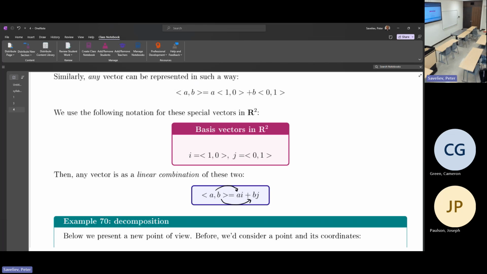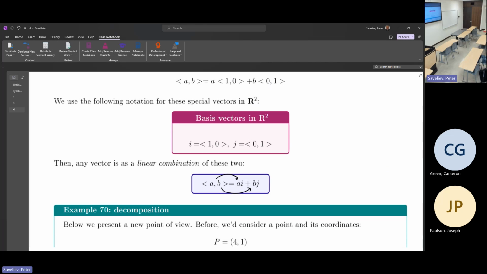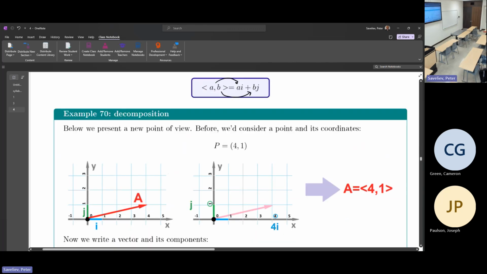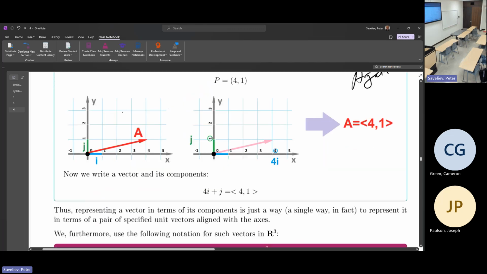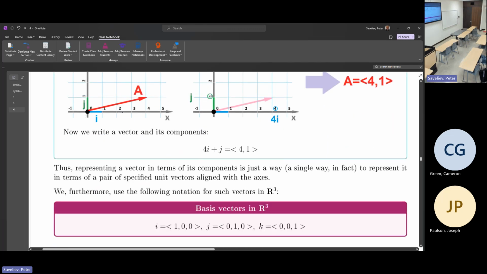So on the left we have components, on the right we have the combination of the two algebraic operations of vectors. We have both a scalar multiplication, i and j are the vectors, and then we do addition. Okay, so this is decomposition already. I think we've seen this before. So once again, decompose the vector into i and j, same exact numbers.